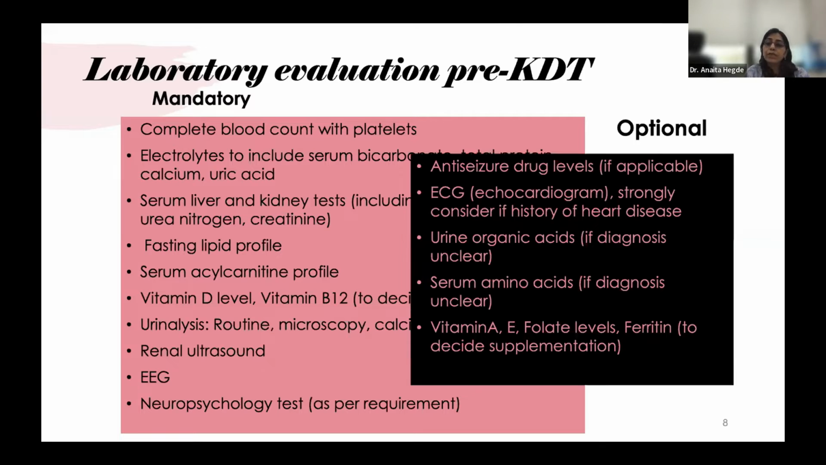The optional tests would include anti-seizure drug levels, if applicable, an ECG, which is strongly recommended if there is a history of heart disease, urine organic acids if the diagnosis is unclear, and serum amino acids if diagnosis is unclear. This is need to know, because as we heard in the earlier talks, if there is any contraindication, it needs to be ruled out before we start a ketogenic diet. Vitamin A, E, folate levels, ferritin, to decide if supplementation is required.